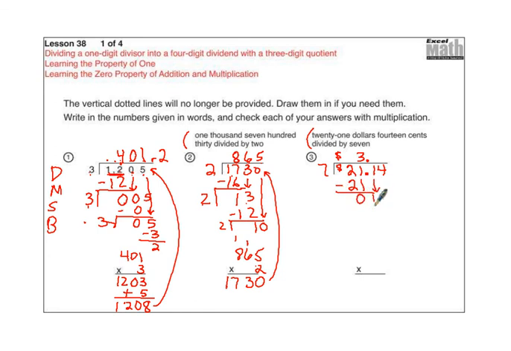3 times 7 is 21. Subtract and get 0. Bring down the 1. How many 7s are in 1? There are no 7s in 1. And again, you can do 0 times 7 is 0, subtract, you're still going to get 1 down here.